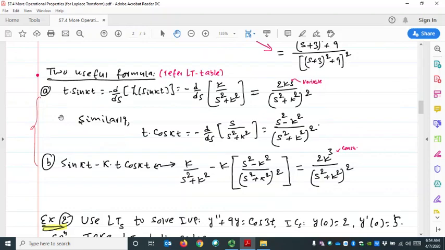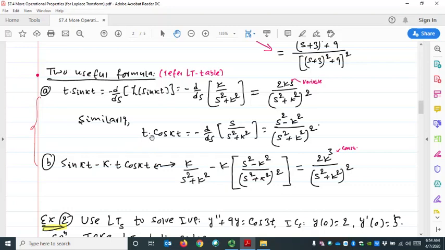There are two useful formulas. Refer to the Laplace transform table. What is the Laplace transform of t times sine kt? I forgot to put the Laplace notations here. So the Laplace transform of t times sine kt is 2ks over (s squared plus k squared) squared.